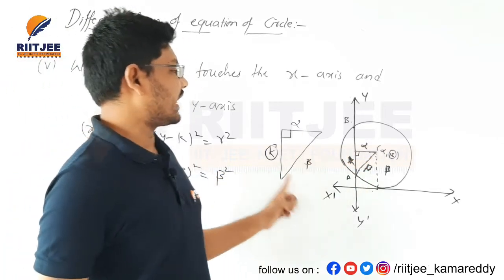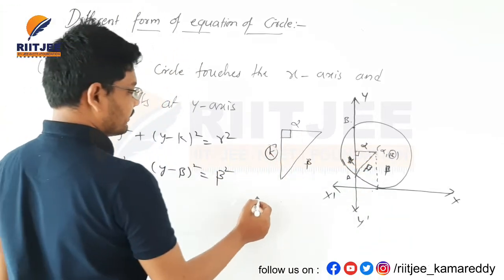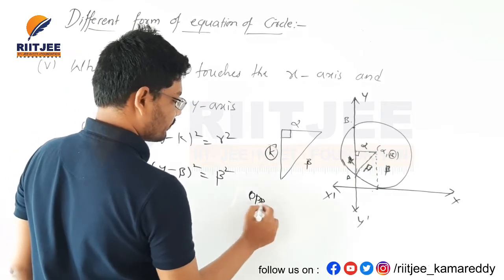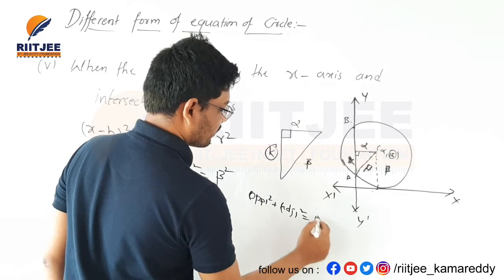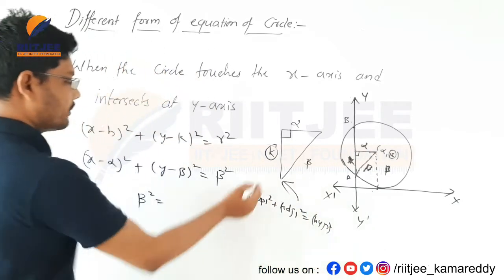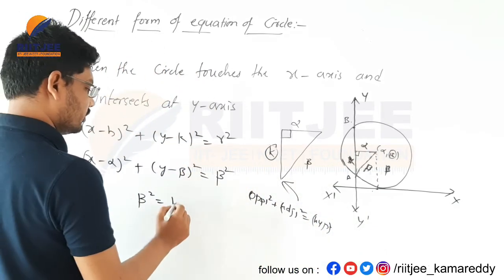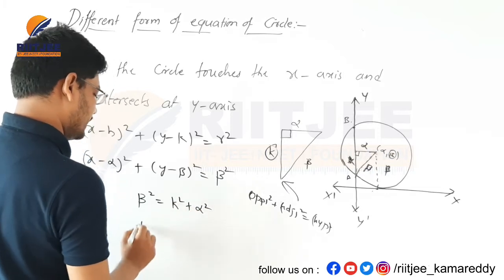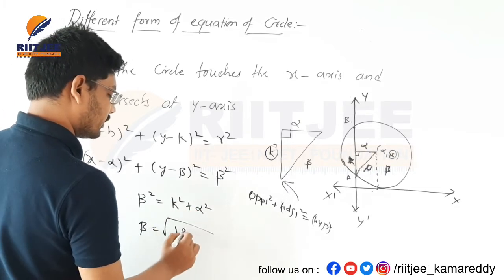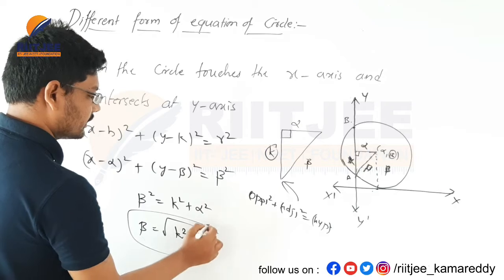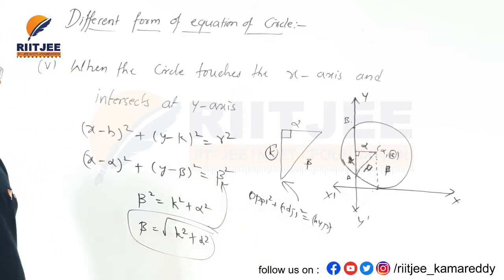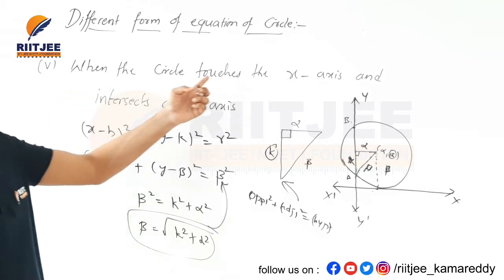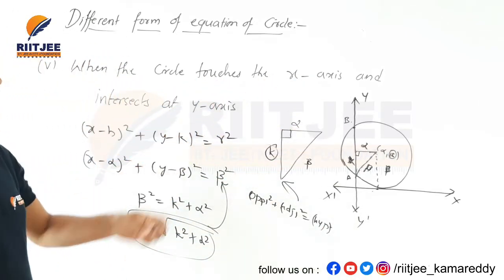Here this is a right angle triangle. From Pythagoras theorem, opposite square plus adjacent square is equal to hypotenuse whole square. From this theorem, beta square is equal to k square plus alpha square. Beta is equal to square root of k square plus alpha square. This is all about when a circle touches the x axis and intersects at the y axis.